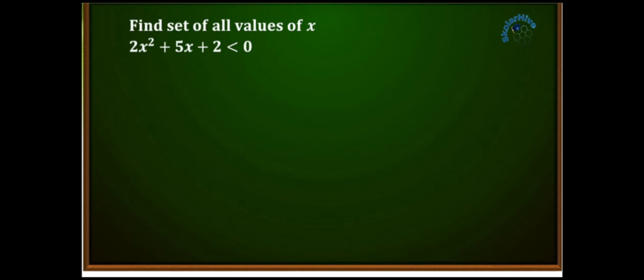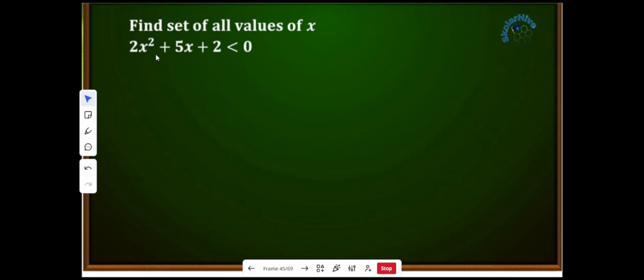Now here in this discussion, we need to find the set of all values of x for which 2x square plus 5x plus 2 is less than 0. So here this is a quadratic, so we need to factorize it, or split it into the product of two linear factors. For that, as you can see, the x squared term is there, so it means we can make it either a plus b whole square format or a minus b whole square format.